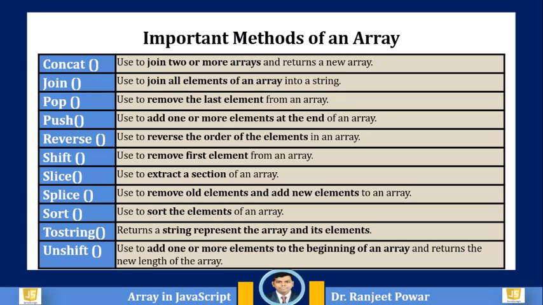The next method, the reverse method, is used to reverse the order of elements in an array. This method can be used to sort the elements of an array in descending order.